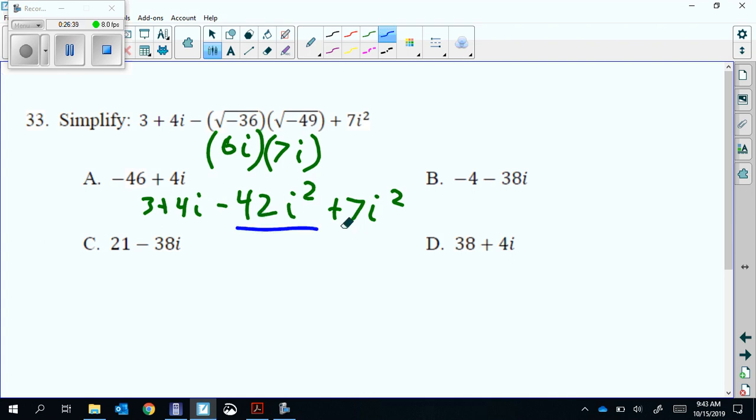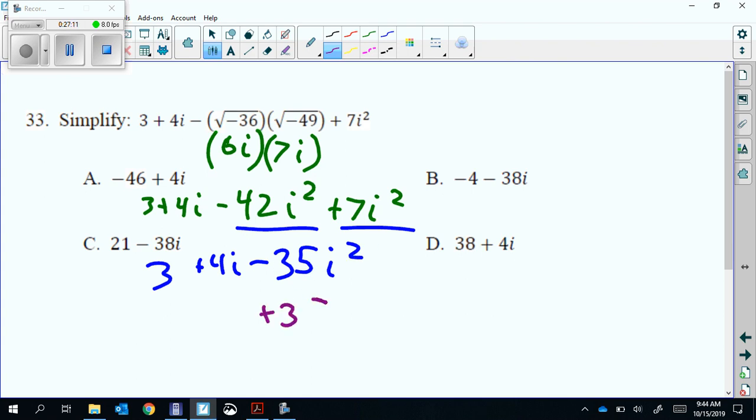These are like terms. You can combine them first if you want, or you can do it later. It doesn't matter. But they're both i squared, so they can be combined. That'll be negative 42 plus 7, negative 35 i squared. i squared is negative 1. So negative 35 times negative 1 is positive 35. And we got 35 plus 3 is 38, plus 4i, which is D.